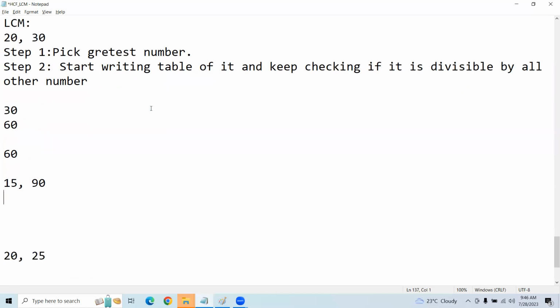So 15, 90. What is the greatest number? 90. So I put 90 ones are 90. Is it divisible by 15? Yes. 15 ones are 15, 15 6s are 90. So 90 is the LCM of this.